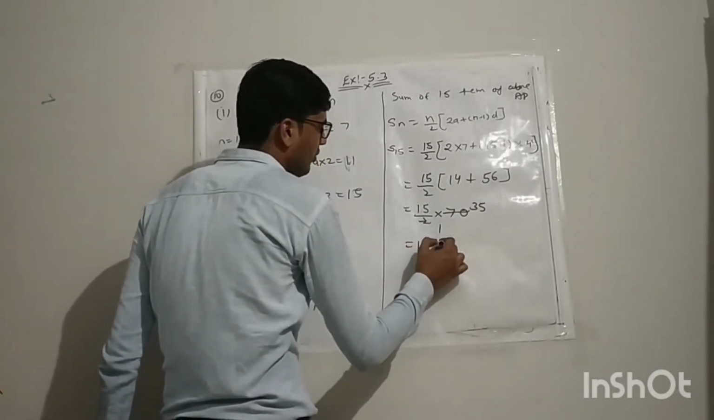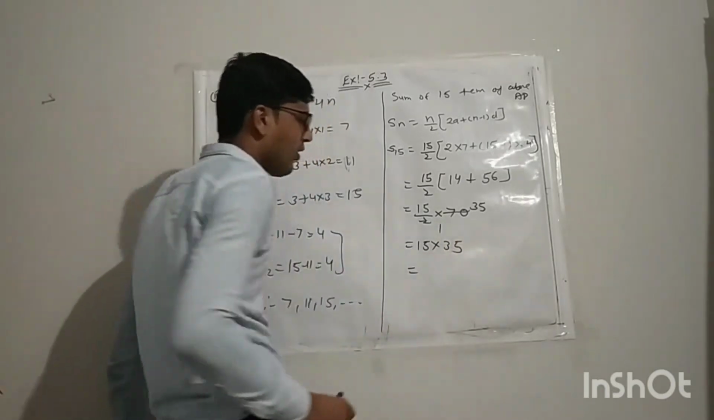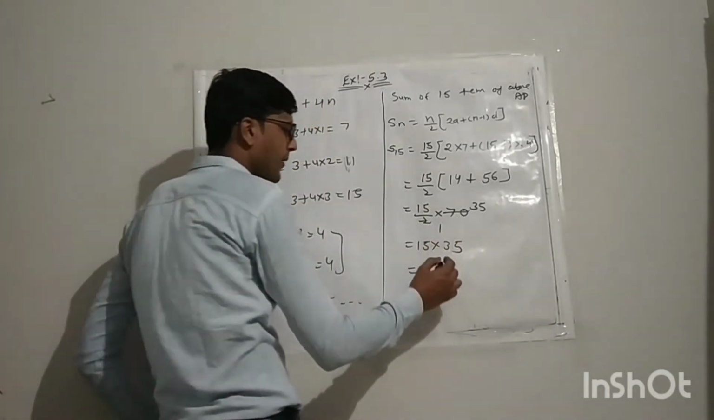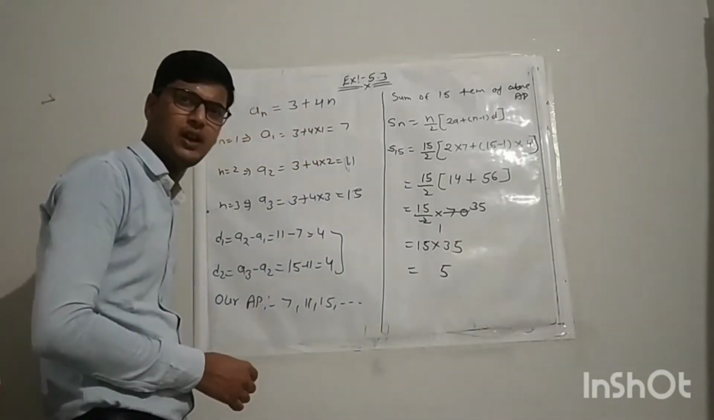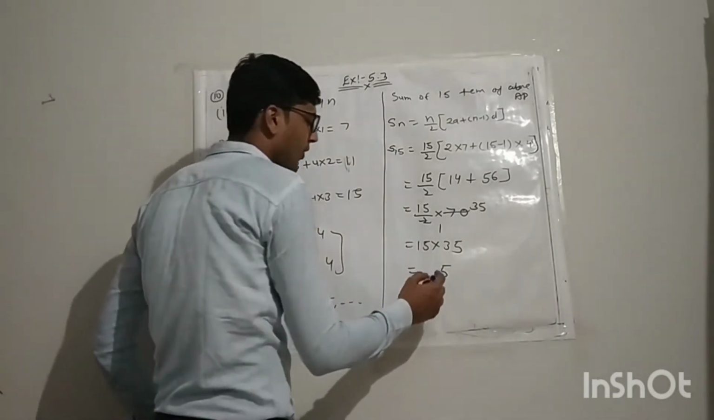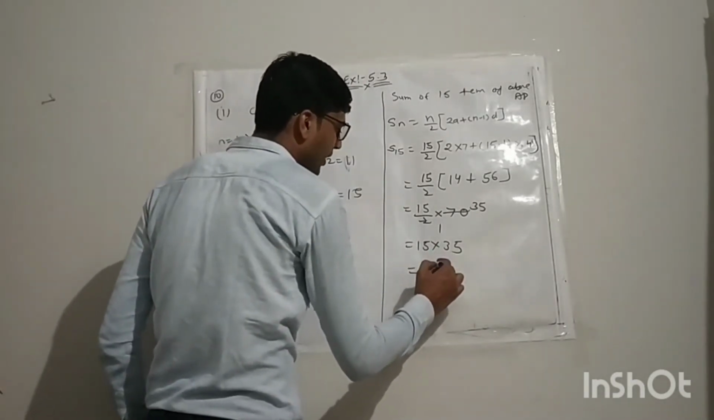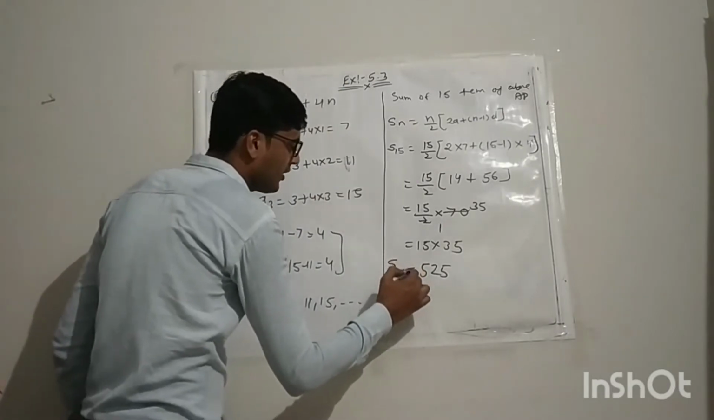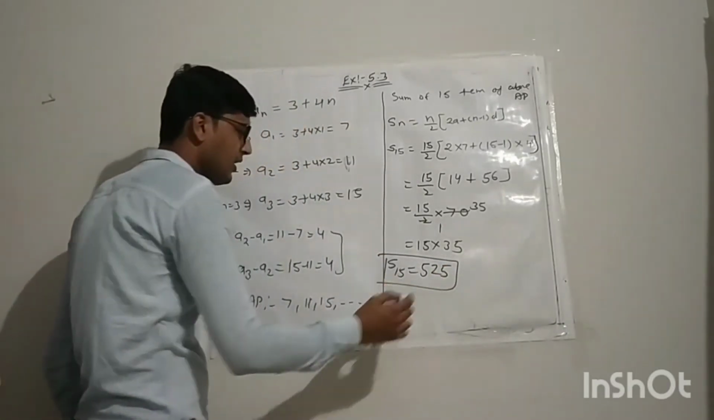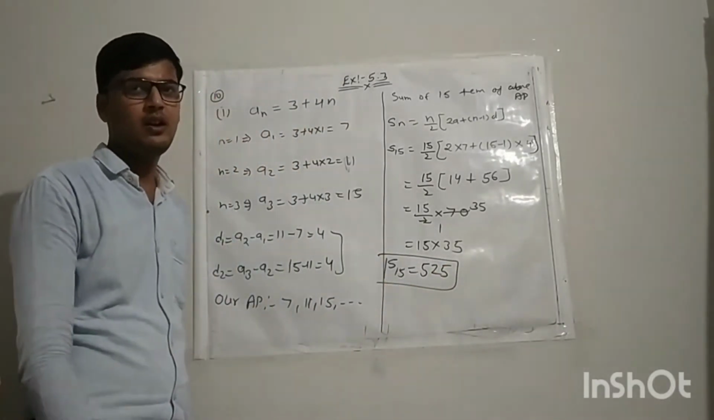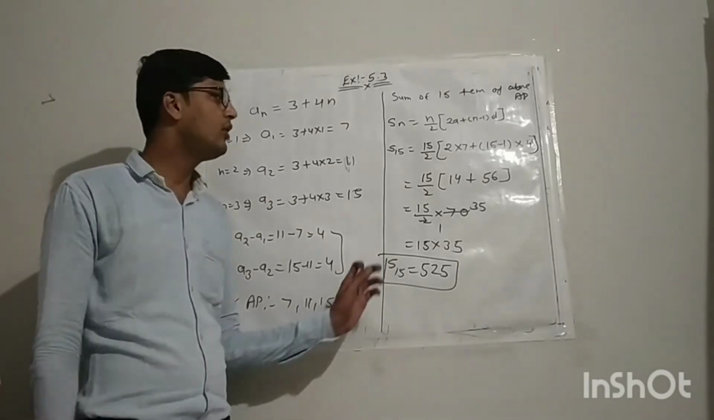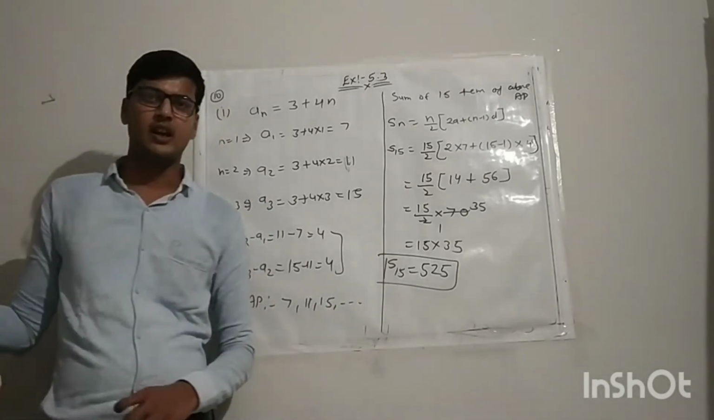So 15 into 35. Now we multiply this. 15 5s are 75. So 7 remaining, and 15 3s are 45 and 7, 52. So the sum of first 15 terms of this AP is 525. Similarly do the second sub question.